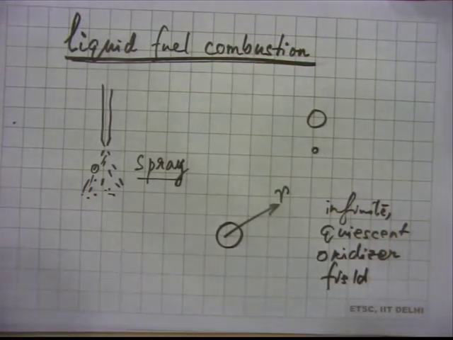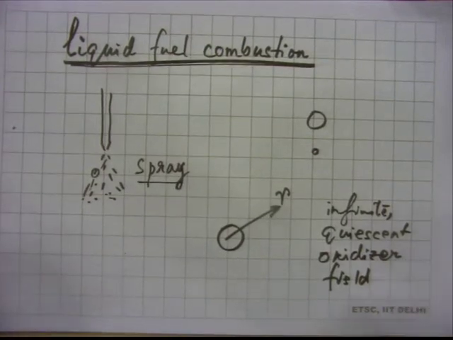So as always in a course like this, we are trying to catch the simplest possible problem. We are trying to think of which droplet problem is the easiest. If you have a stationary droplet which is not moving and which is in an infinite oxidizer field where the oxidizer is also not moving, there is no flow, then the problem will be easier.